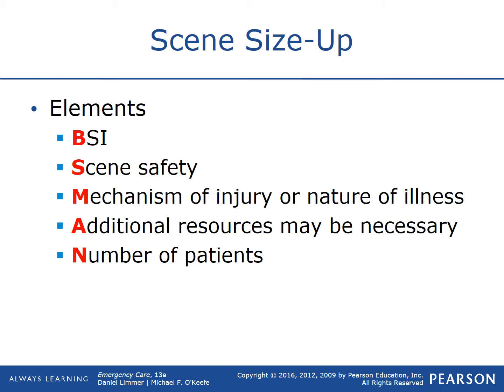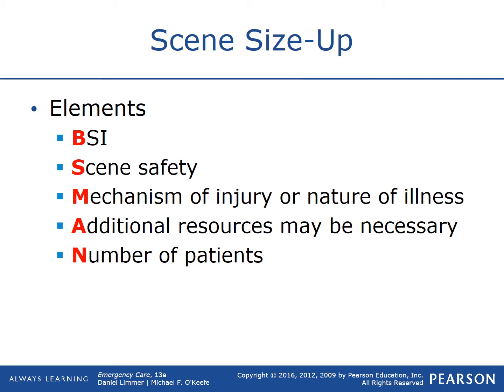The mechanism of injury or the nature of illness. Basically, that means why they call 911 or what all is going on with this call. Are they sick? Are they hurt? How hurt or how sick are they? The additional resources necessary. This may mean that you need another ambulance crew, or you need a specialty resource such as fire departments, technical rescue, hazmat, air medical support, law enforcement, anything else you need besides yourself to be able to handle the calls you're responding to, and number of patients.